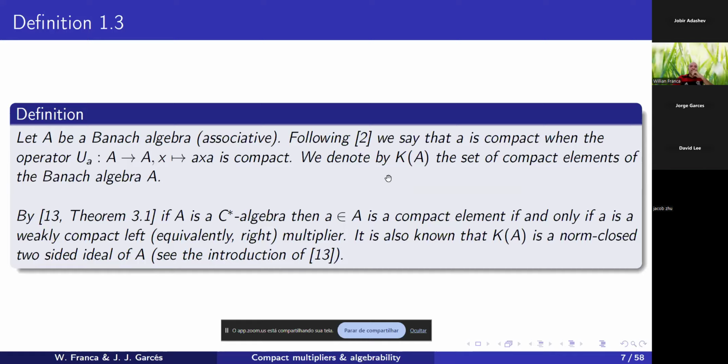Again, after applying some results, it is possible to show that if A is a C-star algebra, then an element is compact if and only if it is a weakly compact left, and so also right, multiplier. It is also known that K(A) is a norm-closed two-sided ideal of A. I am just providing the references, so in case anyone becomes interested, I can show you by the end.